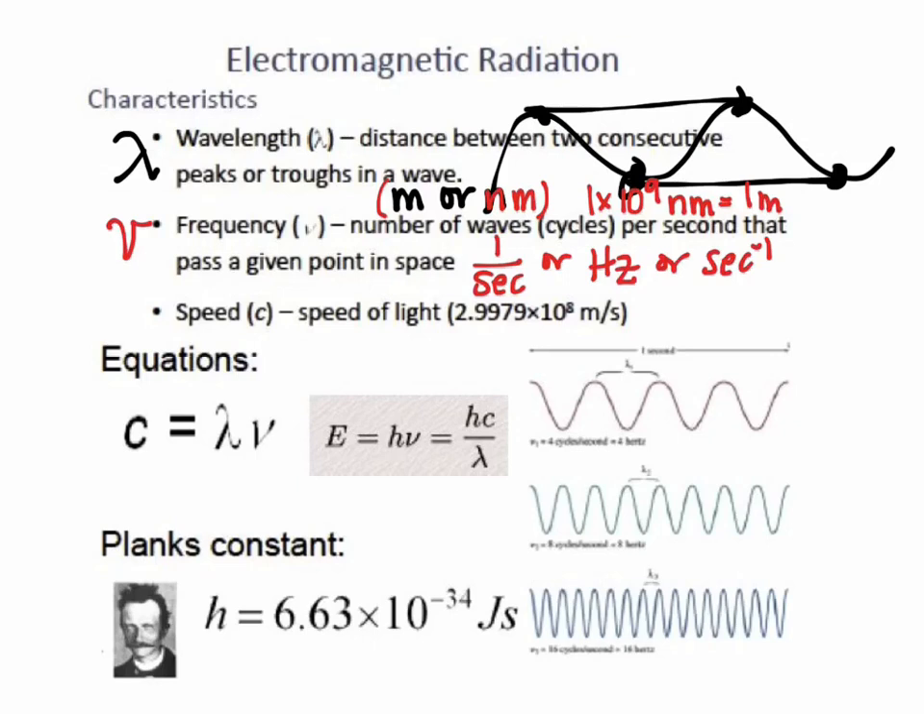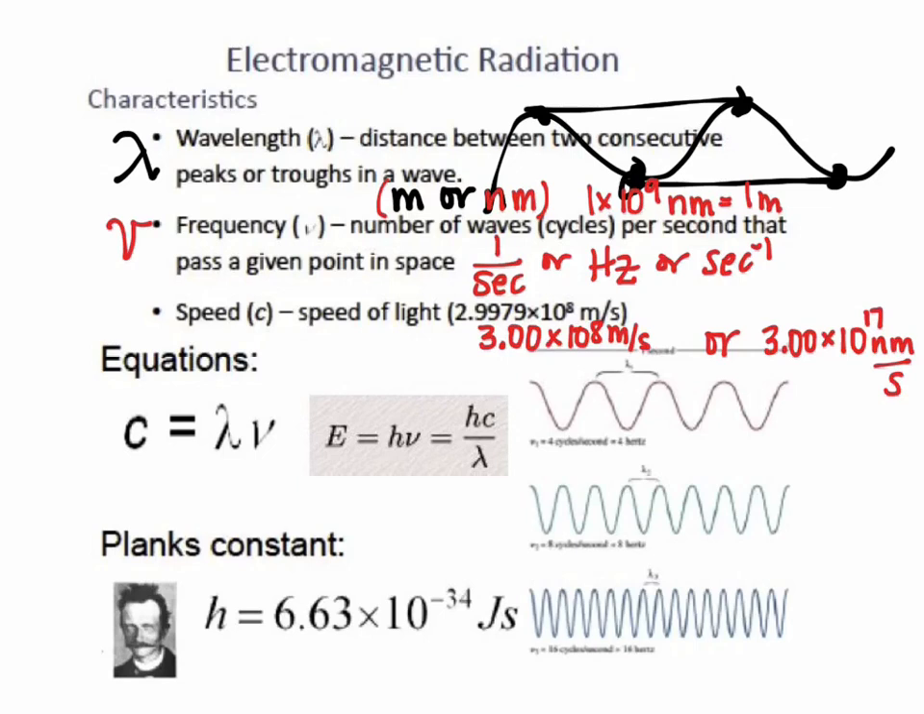And then speed, c, which is the speed of light, which is 2.9979 times 10 to the 8th meters per second. I don't know if our reference chart says 3.00 times 10 to the 8th meters per second, or it would be 3.00 times 10 to the 17th nanometers per second.